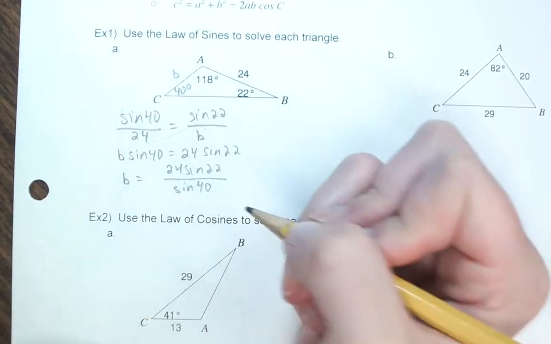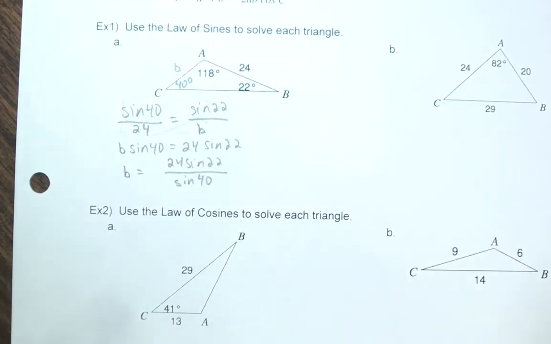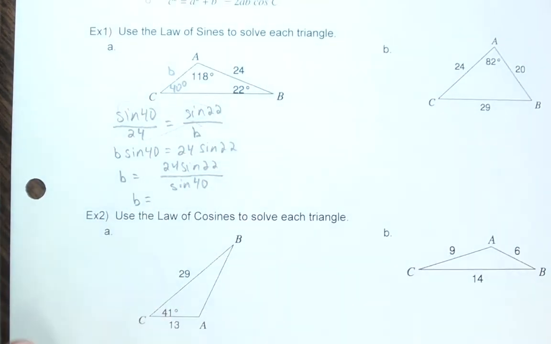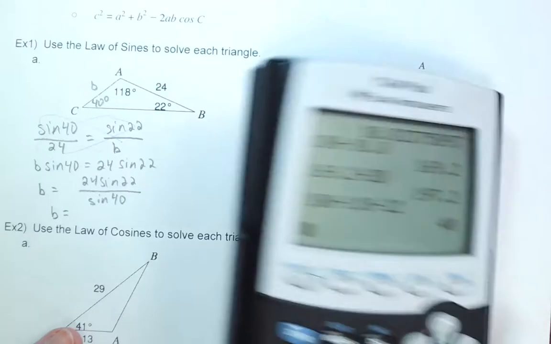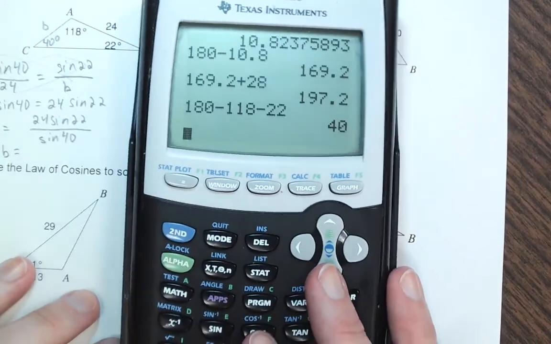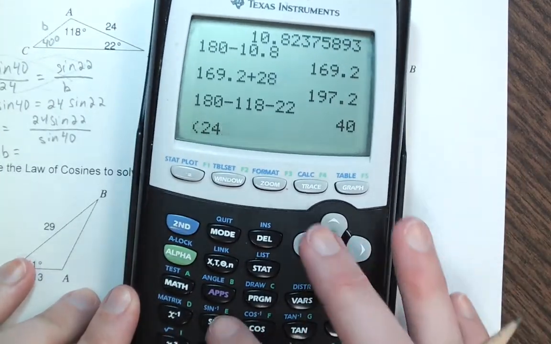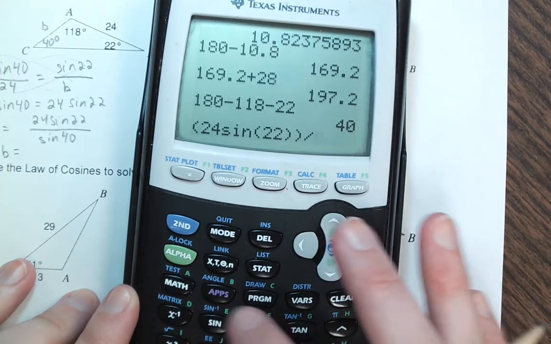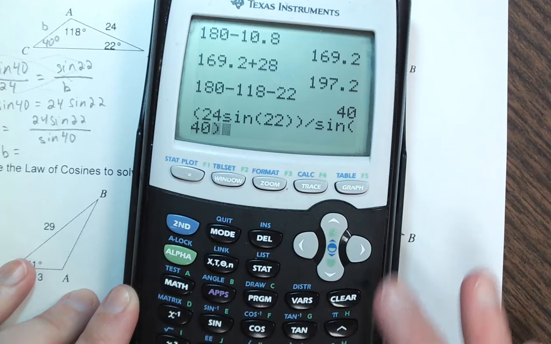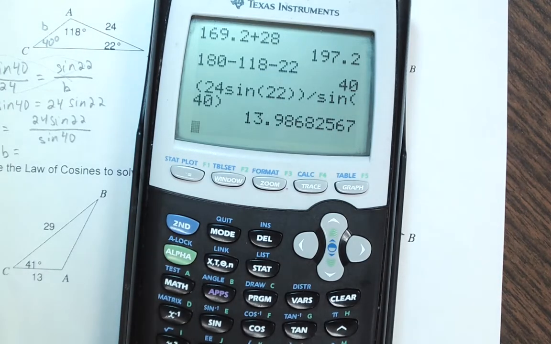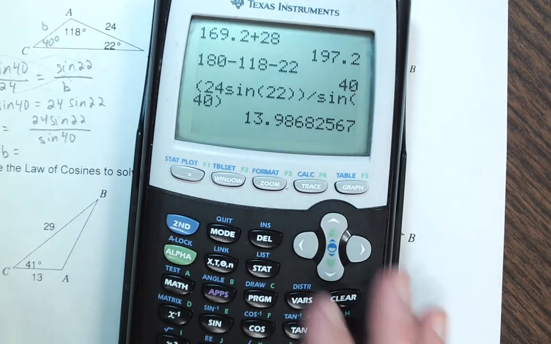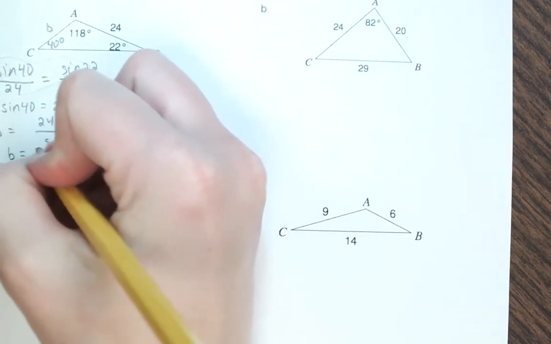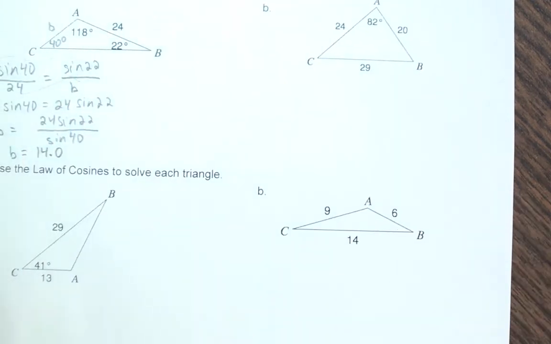And I'm going to type that whole thing into the calculator all at one time to get the most accurate answer that I can. So let's see, 24. Also make sure you're in degree mode on your calculator. So I get, let's say 14. If we're going to round that to the nearest tenth, we'd have 14.0. So there's my b value.